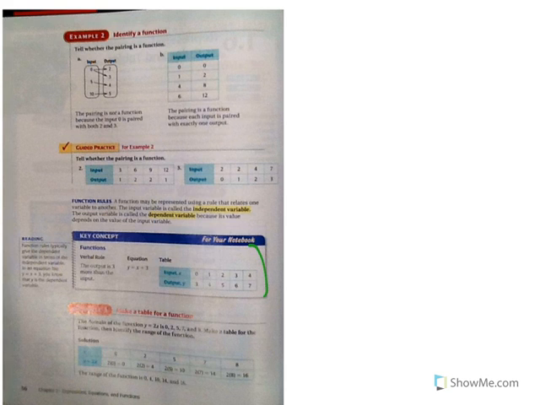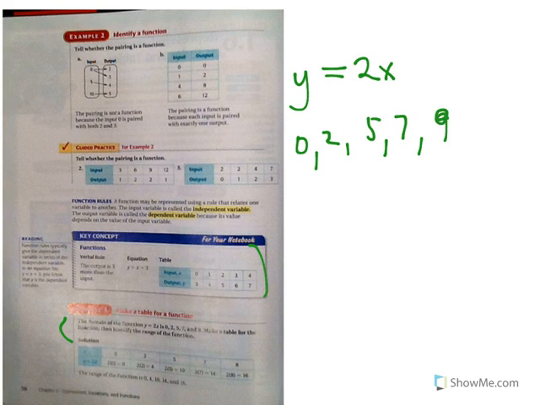And here it says make a table for a function. The domain of the function is of the function y is equal to 2x. So the domain, this is going to be our equation. The domain, that's the independent variable. So we're going to plug in 0, 2, 5, 7, and 9. And each time, this is what this is showing here.